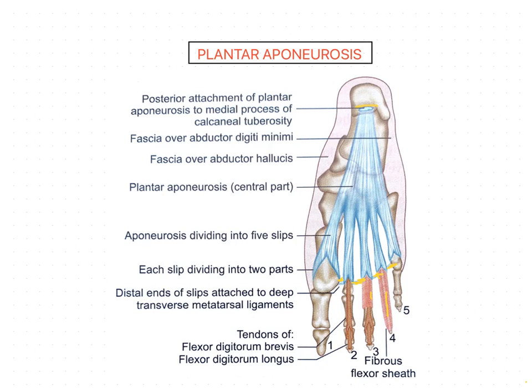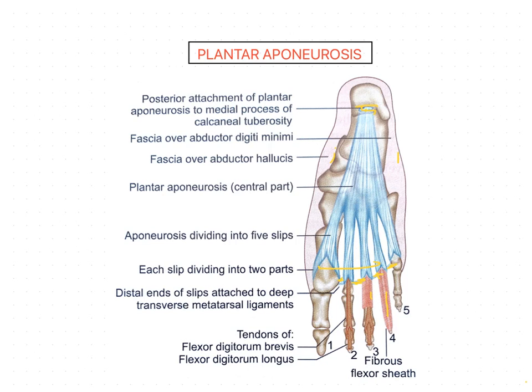The deep fascia covering the sole is thick in the center. The entire sole is covered by a deep fascia, but at the center the deep fascia is very thick. Comparatively, with the medial and lateral sides, the central part is very thick. That thickened central part is known as what? Plantar aponeurosis. Okay. If you see this plantar aponeurosis, it is triangular in shape.